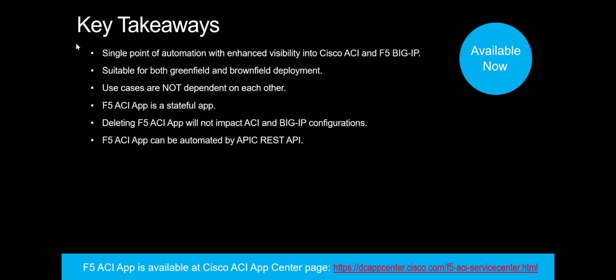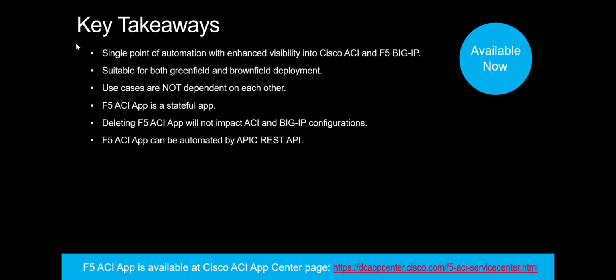The F5 ACI, as we saw, can also be automated. So if a customer is not using the APIC controller as their choice of orchestrator, but there is a different tool that is sitting on top of the APIC controller that is automating and orchestrating APIC, that same tool can now talk to APIC and talk to big IP through this particular integration, since the integration itself has API support to it.